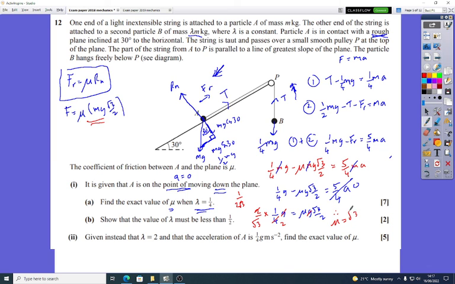Do you get that? And that is it really, it's nothing more. That's the first part done. 7 mark.